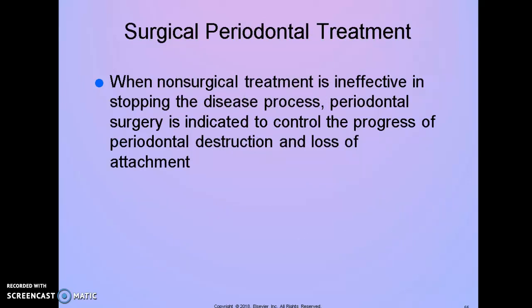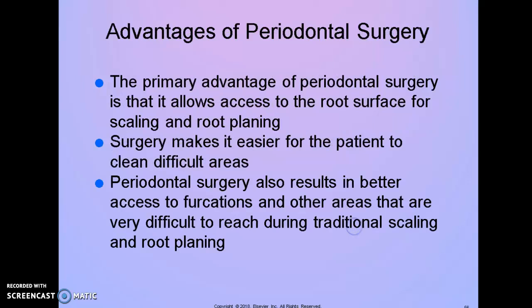When other non-surgical treatment is ineffective in stopping the disease process, periodontal surgery is indicated to control the progress of periodontal destruction and further loss of the attachment. So advantages of periodontal surgery: the primary advantage is that it allows access to the root surface for scaling and root planing. Surgery makes it easier for the patient to clean those difficult areas, and periodontal surgery also results in better access to furcations and other areas that are difficult to reach during the traditional scaling and root planing.